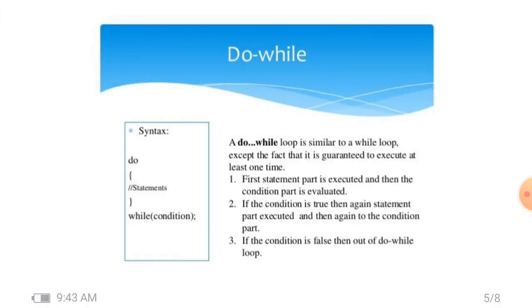Next is a do while loop. The syntax is do, opening curly brace, next the statement, closing curly bracket, next while and the condition. A do while loop is similar to a while loop, except that it is guaranteed to execute at least one time. First the statement part is executed and then the condition part is evaluated. That means first execute our code and then check our condition. If the condition is true, then again the statement part executes and then again the condition part. If the condition is false, then we come out of the do while loop.